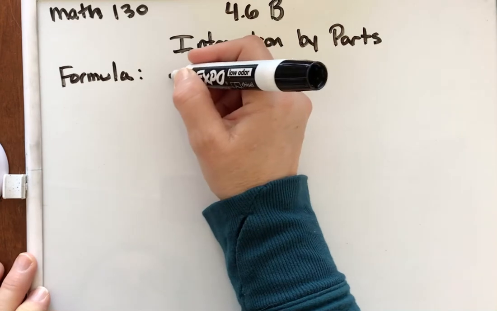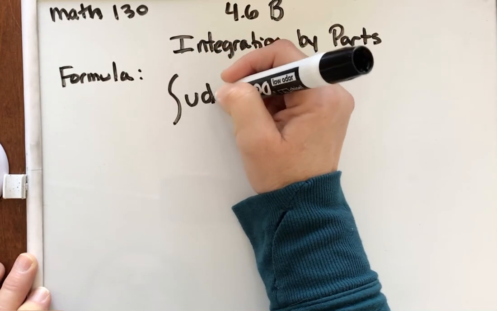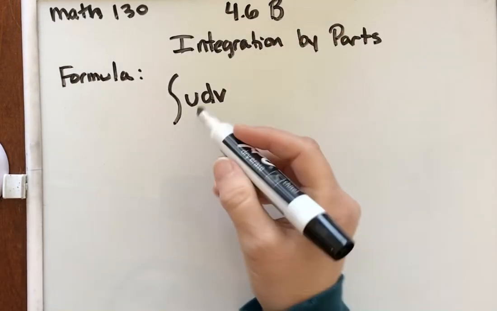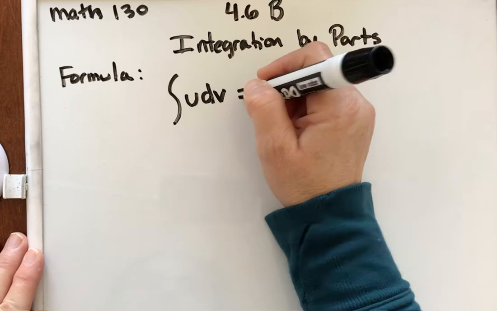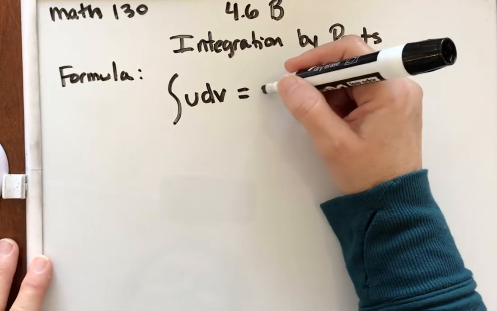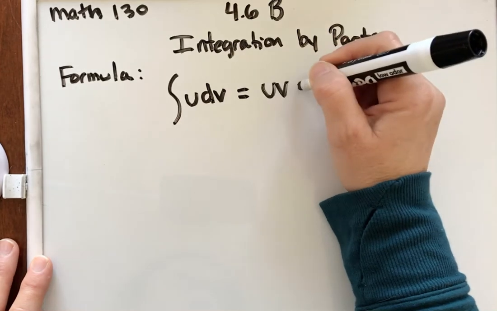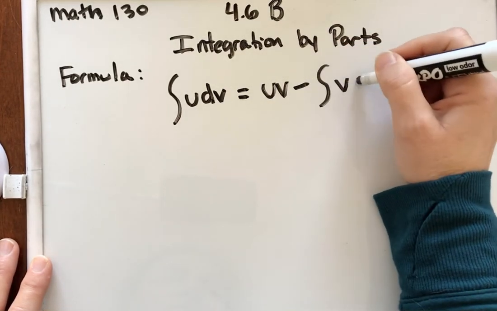So here's the formula. We integrate u dv. Now I know already you're going, well, wait a minute, that's a u and that's a dv. How can we do that? Okay, so just let that pass by for a minute. So it equals uv minus the integration of v du.